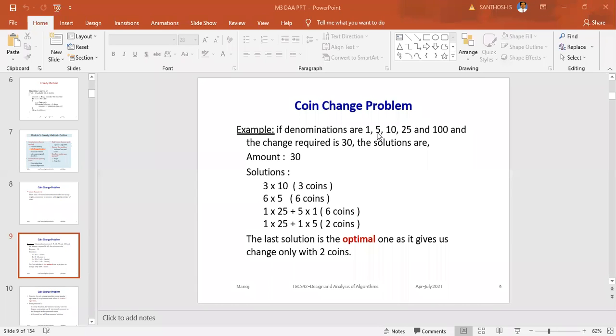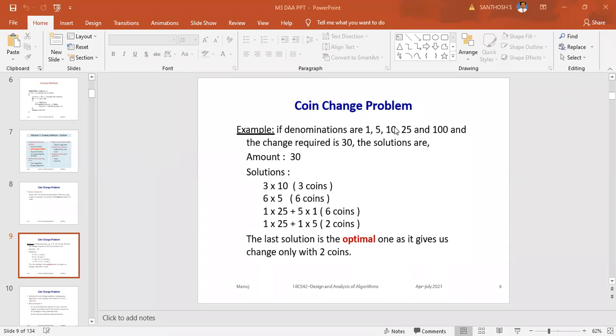Now you go for 5. If the denomination is 5, how many coins do you require? You require 6 coins, 6 into 5. Now you come for 10. If the denomination is 10, you can easily tell, 3 coins, 10 into 3. So 6 is there, 3 is there.